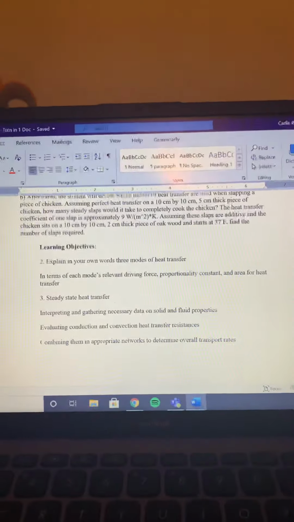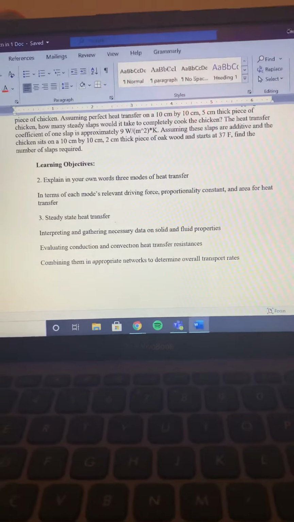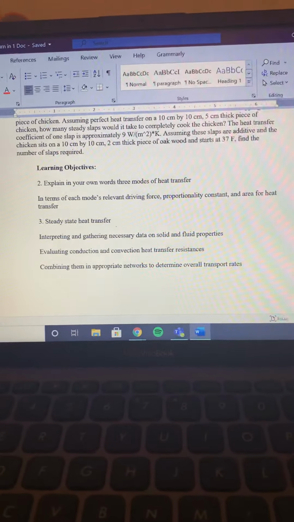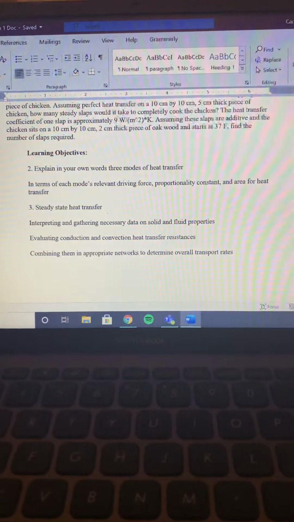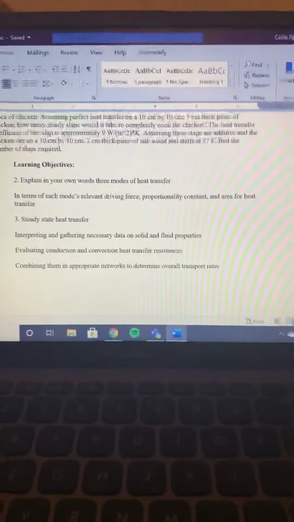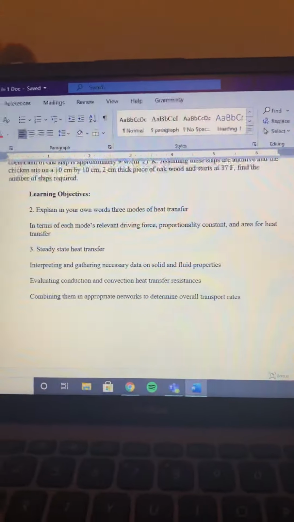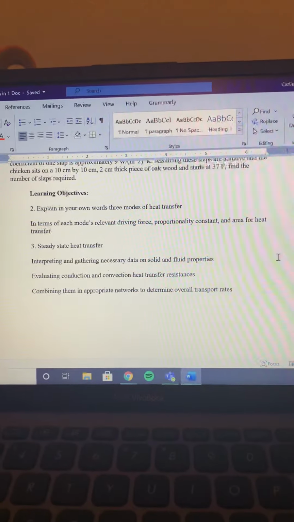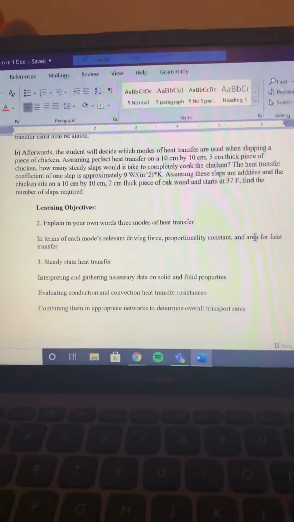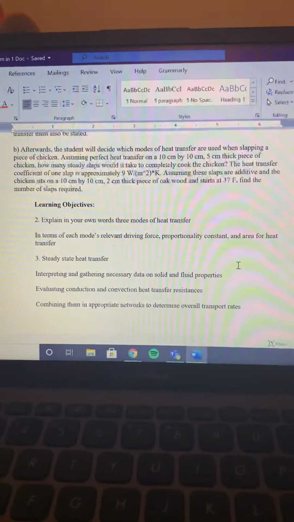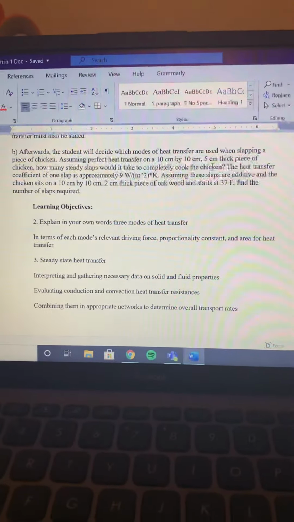So then, the learning objectives that I chose to cover were from Part 2 and Part 3 of the learning outcomes. The parts specifically were to explain in your own words 3 modes of heat transfer, which is covered in Part A of my problem here. And then, in terms of each mode's relevant driving force, proportionality constant, and area for heat transfer, which is also covered in that part. And then Part 3 will have this steady state heat transfer, which all of these ones are going to be covered in this B part here.